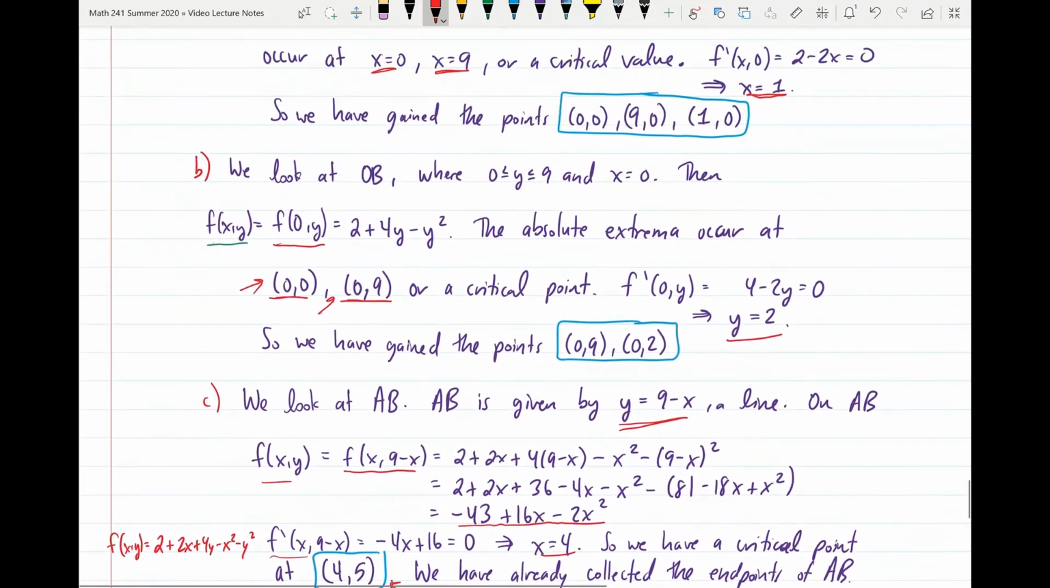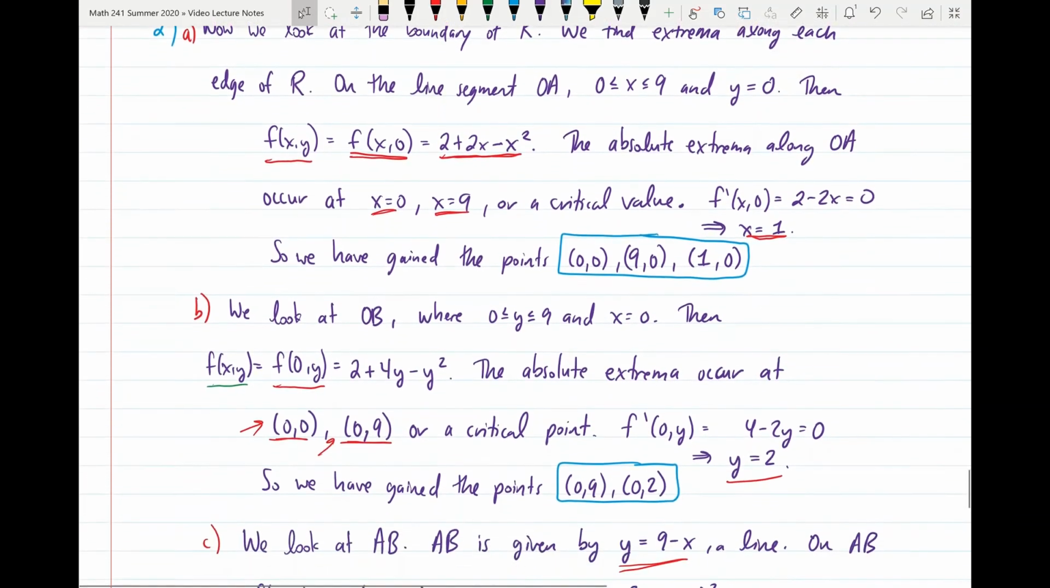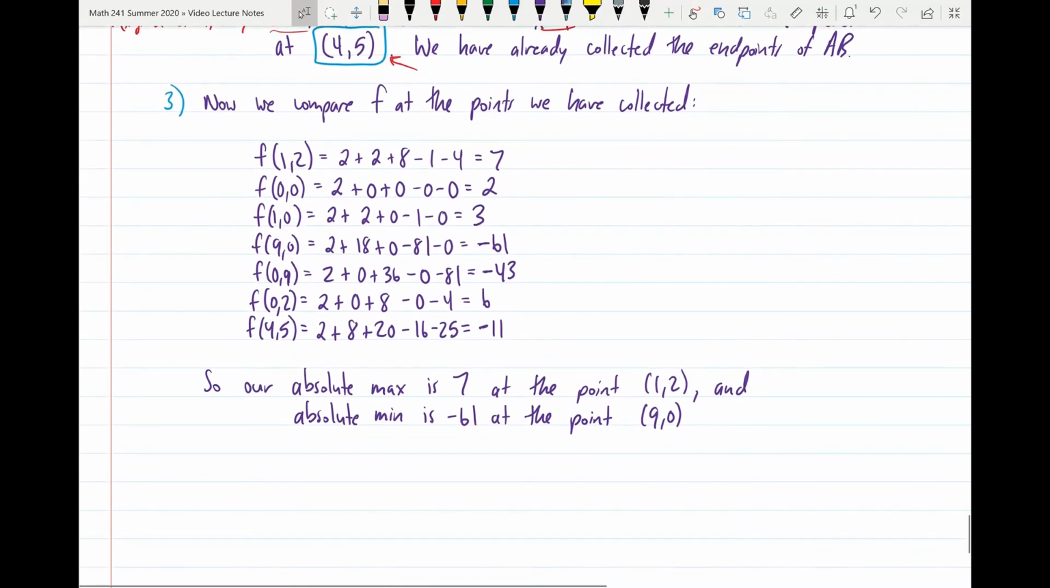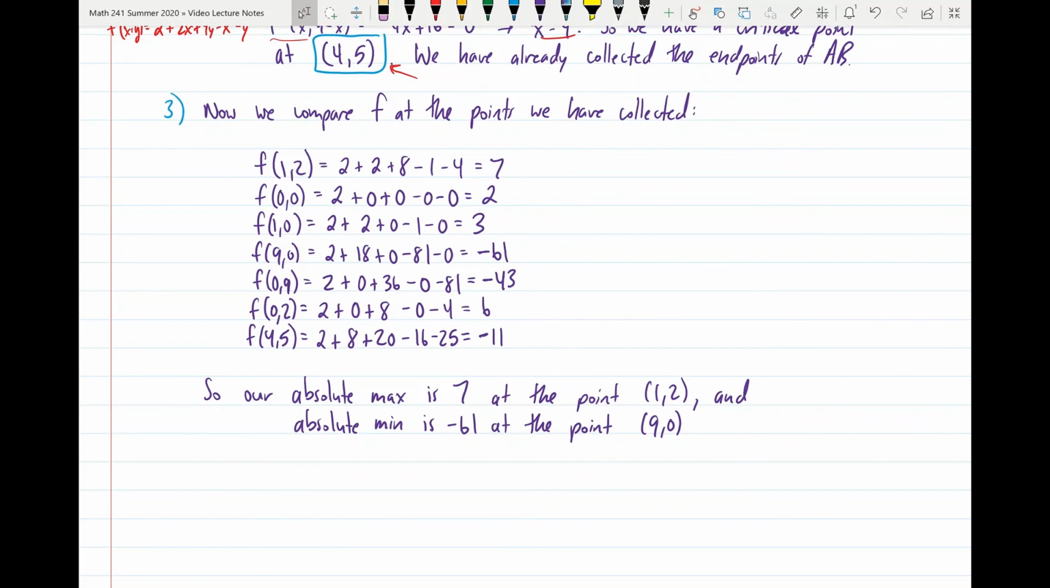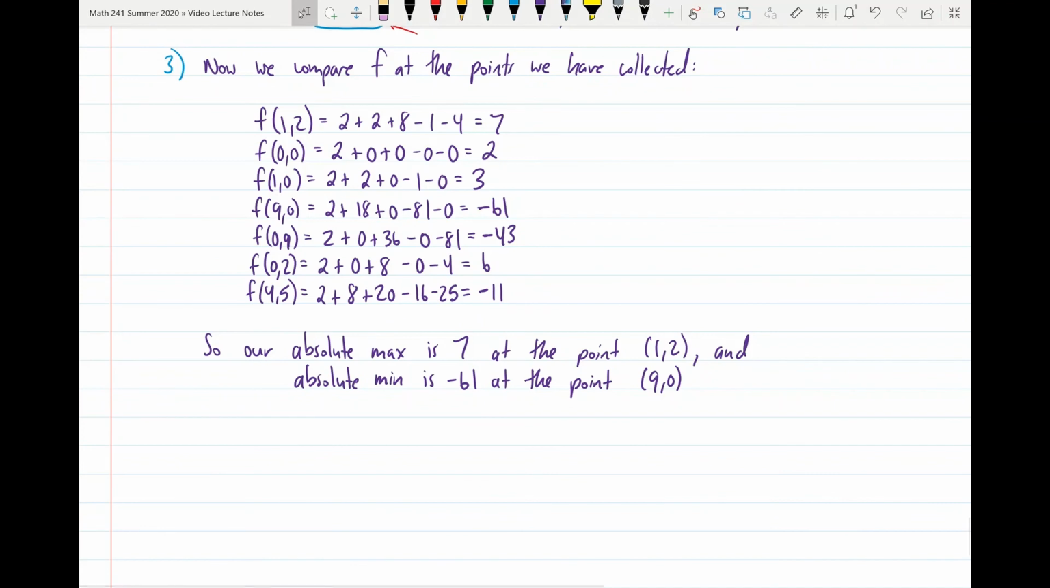And now we've collected a bunch of different points from step 1 and then parts A, B, and C of step 2. And in step 3, we're going to take all of those points from above, and all of those points from above exhaust the possibilities for where f can have its local minimums and its absolute minimums or absolute maximums. And we are going to take all of those points and compare the value that we get when we plug those points into the function f.